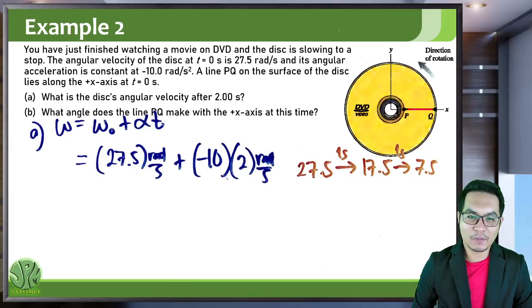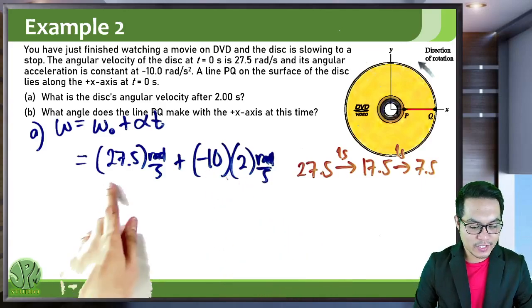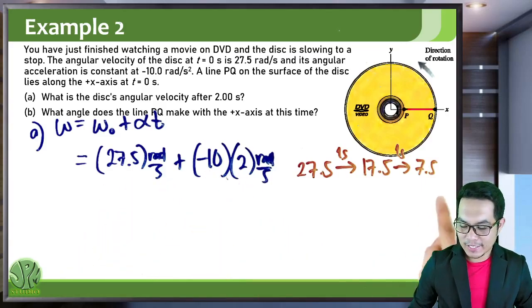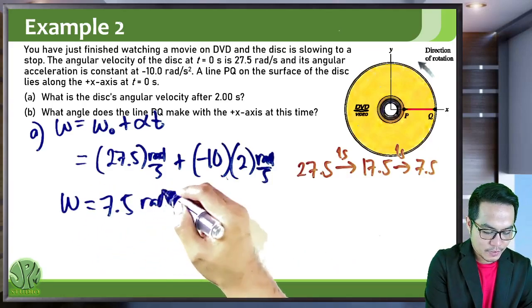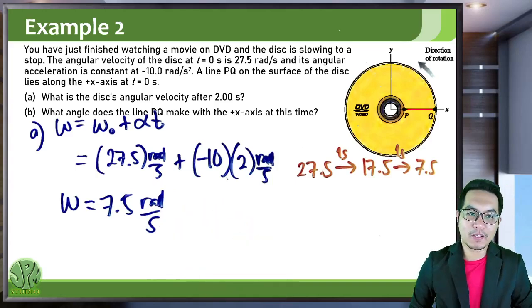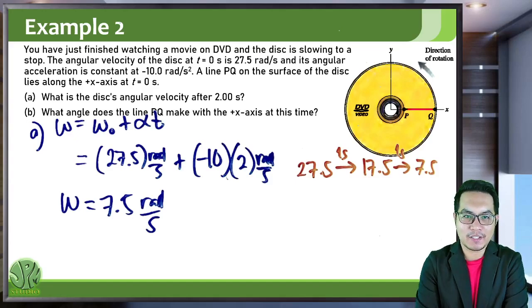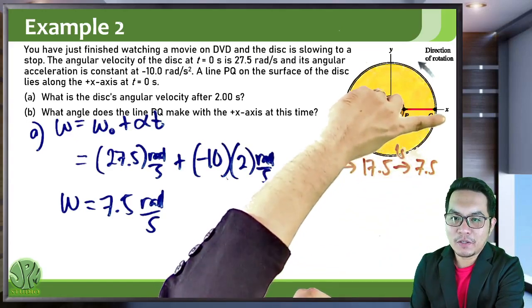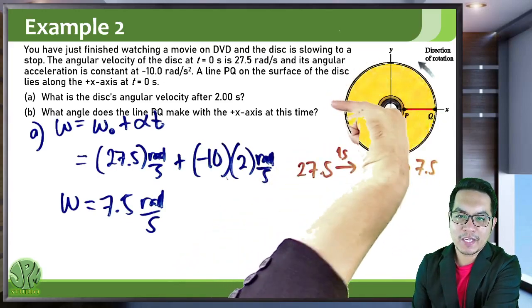So this is negative 10 times 2, negative 20. So 27.5 minus 20, you get 7.5 radians per second. So this is now the velocity after 2 seconds. Okay. Second question: what angle does the line PQ make with the positive x-axis at this time? So after 2 seconds, what is now the angle of the line PQ, this red line here, with respect to the positive x-axis?